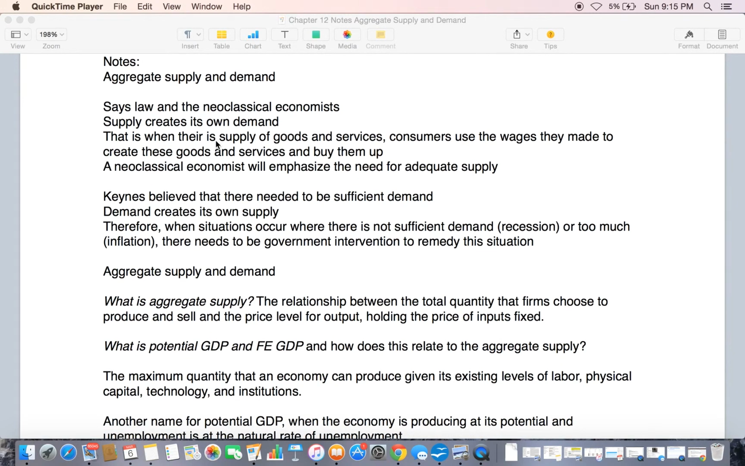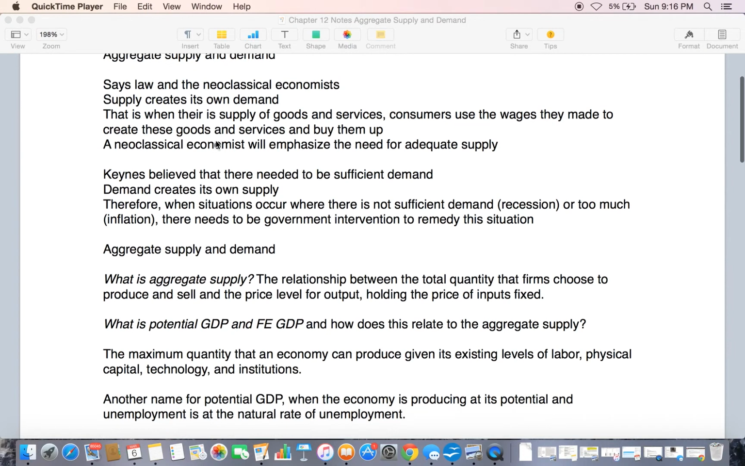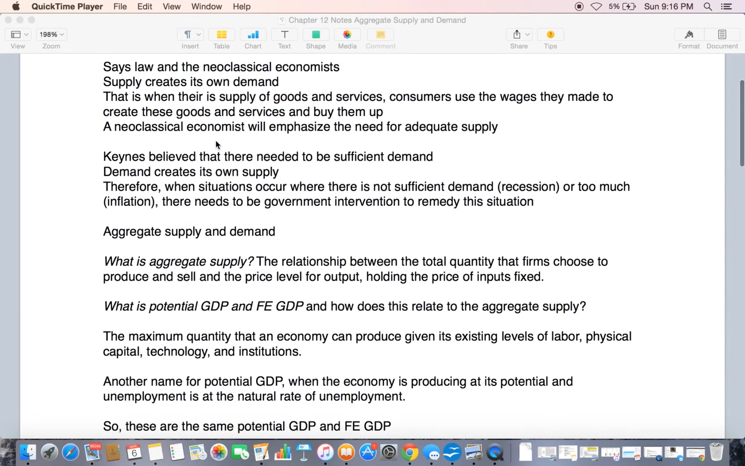What they're saying is that there is an existing supply of goods and services, and consumers use the wages they made creating these goods and services to buy them up. So therefore, any existing supply will be purchased because consumers have wages from creating those goods and services. Therefore, a neoclassical economist tends to emphasize the need for adequate supply in an economy.